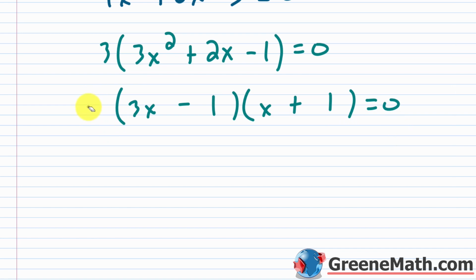But I don't have that. I just have a 3, so you don't have to do anything with that. You just take what has a variable, those factors, and set that equal to 0. You solve those resulting equations. So 3x minus 1 equals 0. And then you also have x plus 1 equals 0.